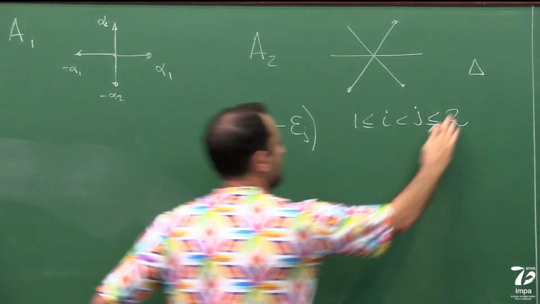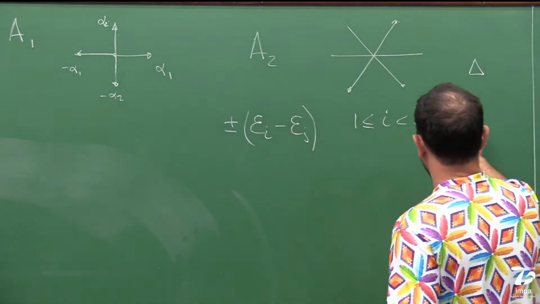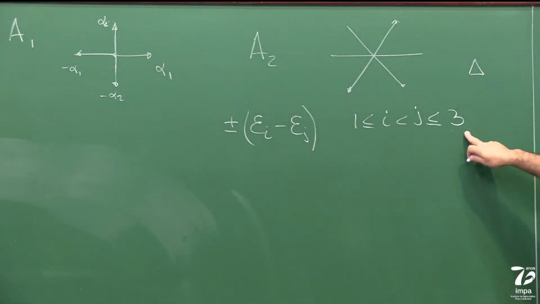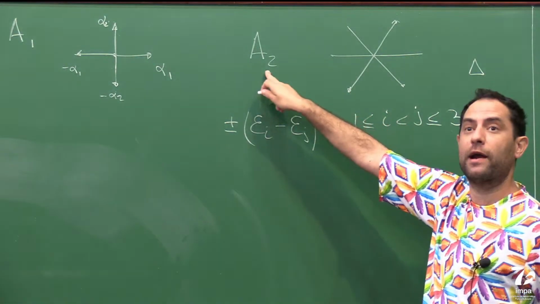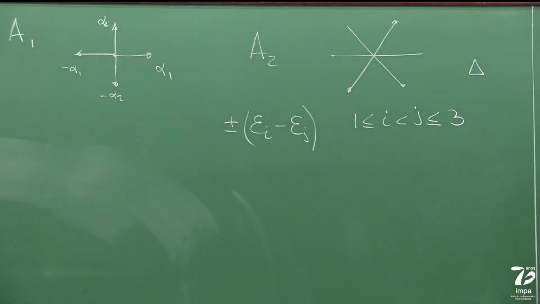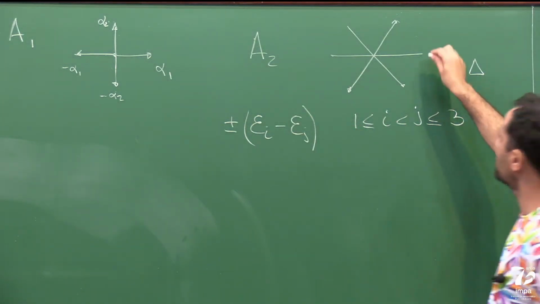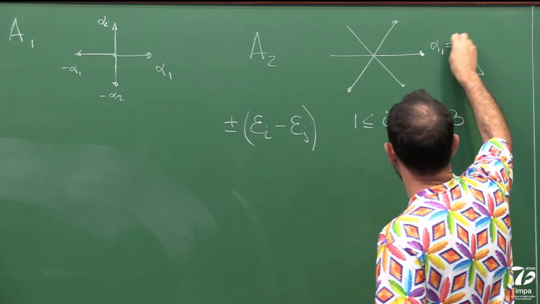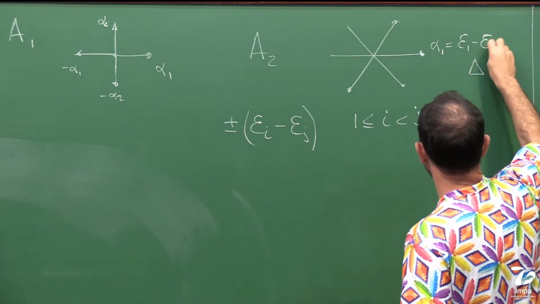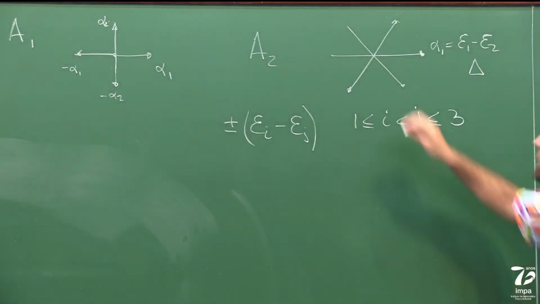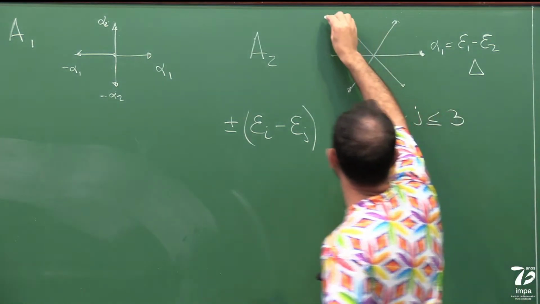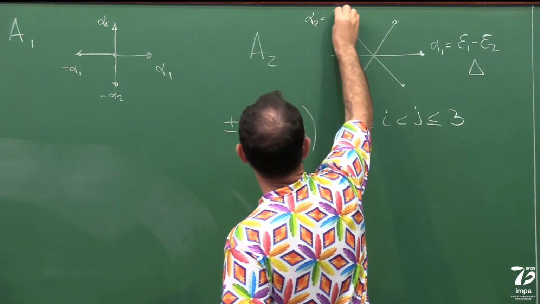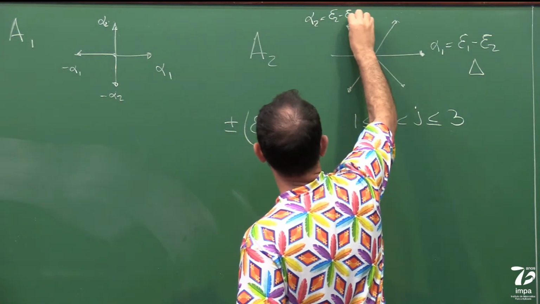Less or equal than 3. You can change this number to R plus 1, where R is this rank. So in this case, this root here that I'm drawing there, I'm going to call it alpha 1, and it corresponds to epsilon 1 minus epsilon 2. This root here, I'm going to call it alpha 2. It corresponds to epsilon 2 minus epsilon 3.